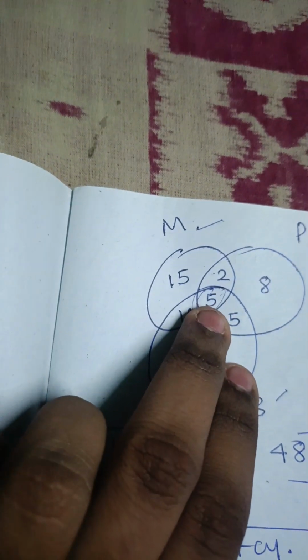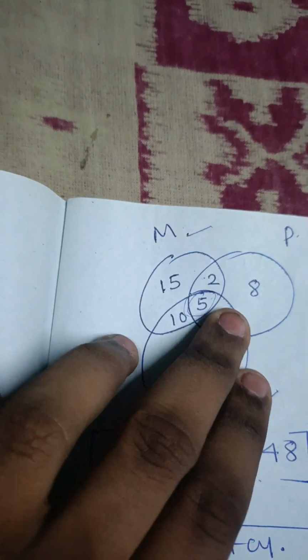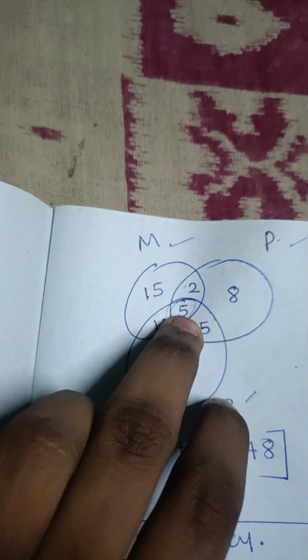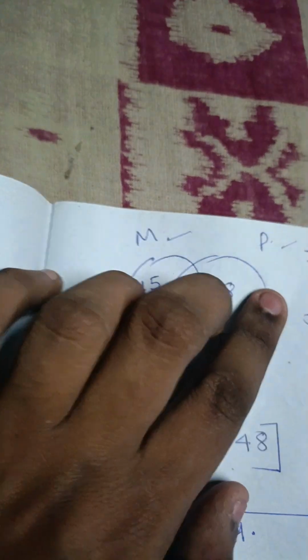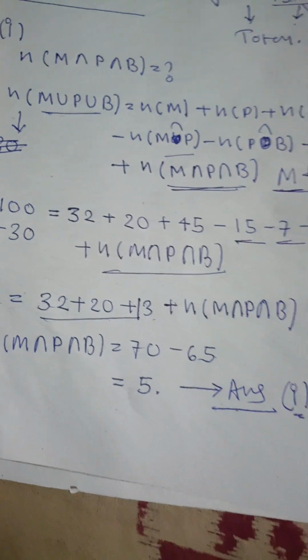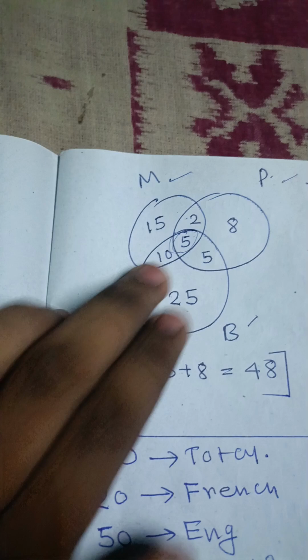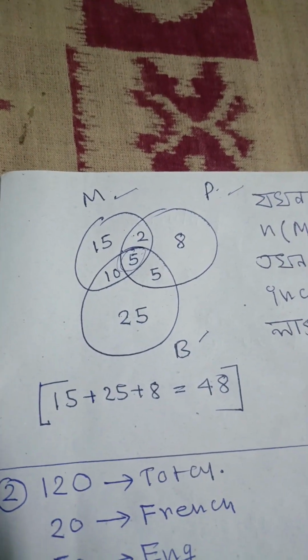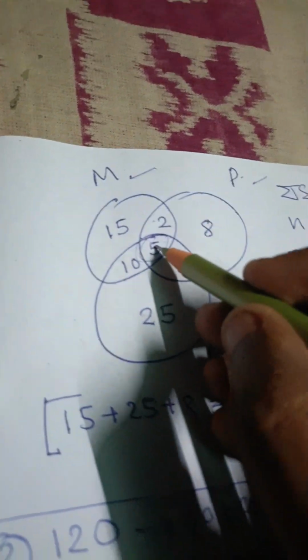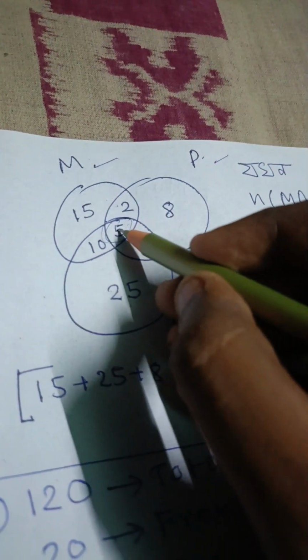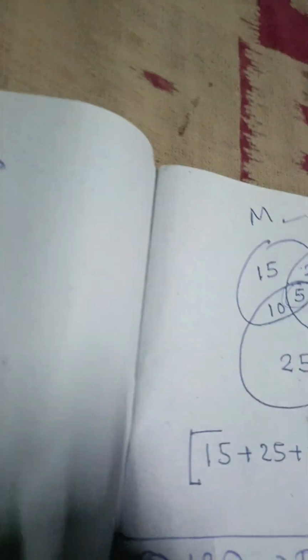So first we write the triple intersection point. This 5 is the triple intersection point, the students studying maths, physics and biology. In the previous section we found out how many students are studying maths, physics and biology, so we write this. So 5 students have studied maths, physics and biology. Okay, so it is done. After writing this, what do we have to do?